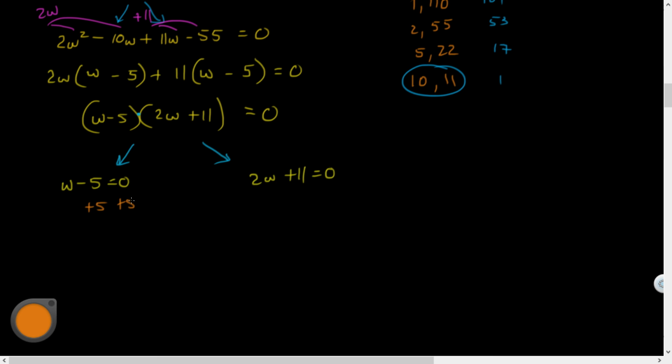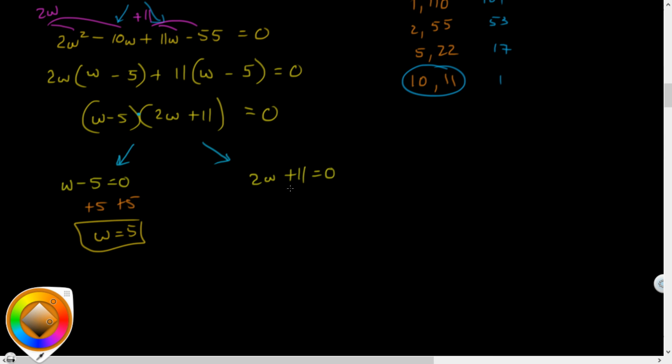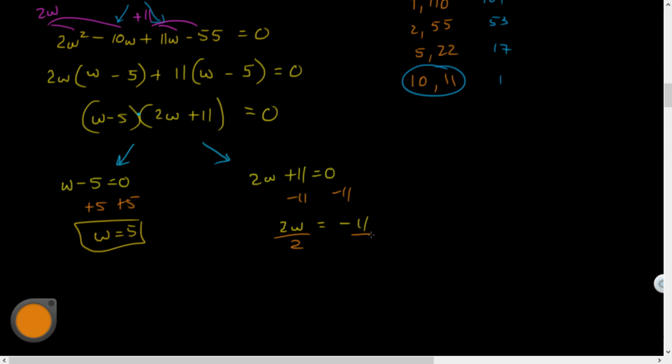All right, keep going. You're on a roll. I like it. He's on fire. 2w is equal to negative 11. So, yeah, divide by 2. Negative 11 halves, which is negative 5.5.